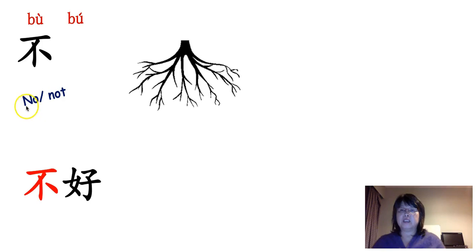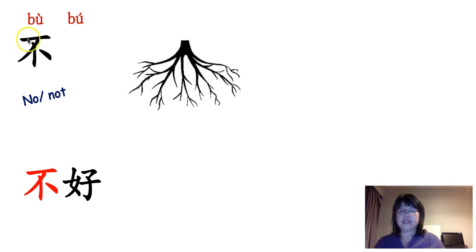不 means no or not. But this character has got two different pronunciations. One is bù and one is bú, depending on the tone of the word after it. For example, this one is the third tone, 好, down and up, so we don't change the pronunciation. So it's 不好. 不好, what does 不好 mean? 不好 means not good, no good.